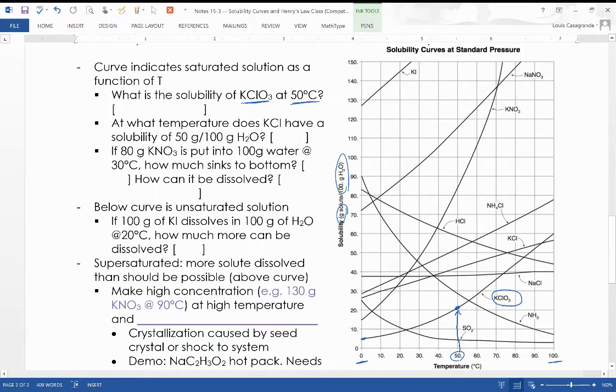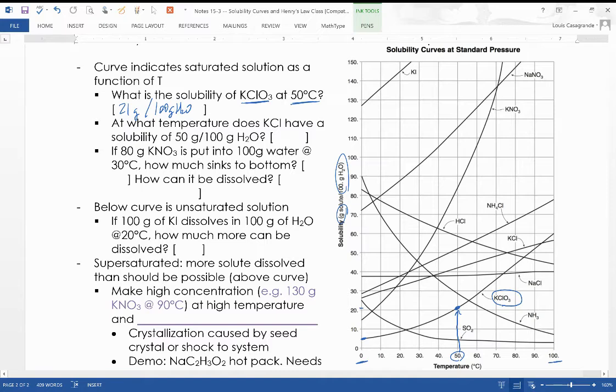And when I do, I can see that the intersection between that curve and 50 degrees C is just around 21 grams per 100 grams of water. And you want to say that whole thing because it's going to tell you if there's a change in the amount of water. Say if I cut that down to 50 grams of water, then I'd only be able to put in half the amount of solute.